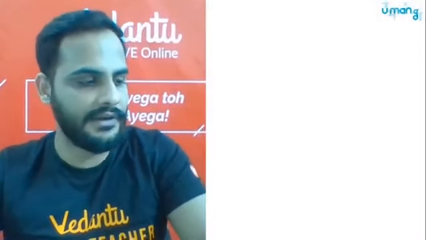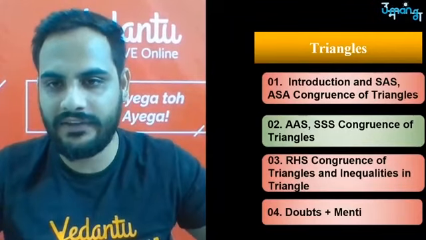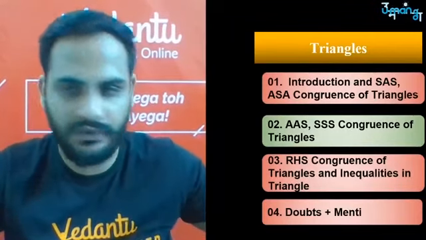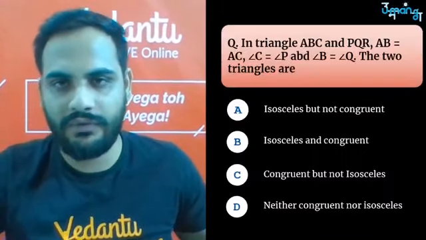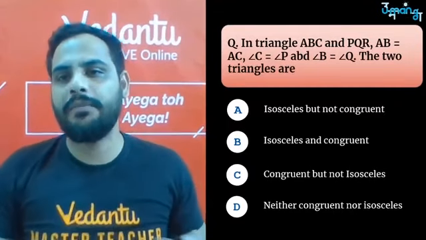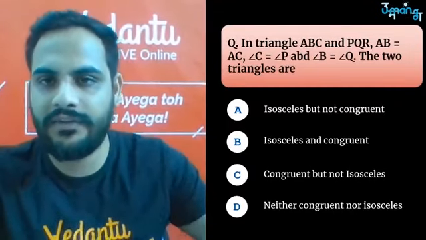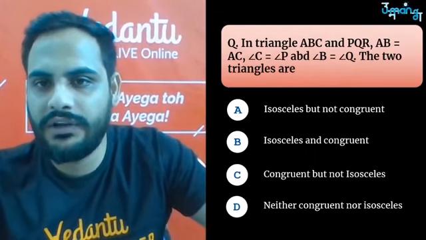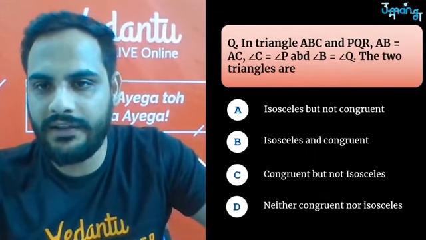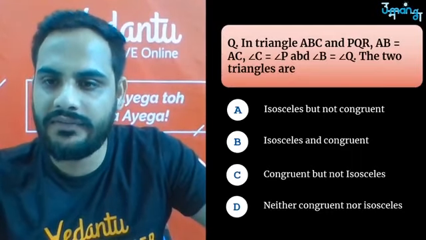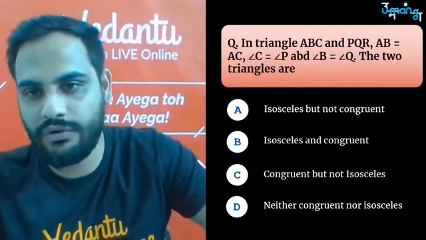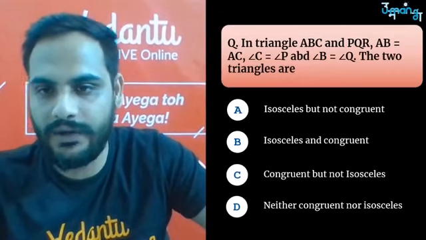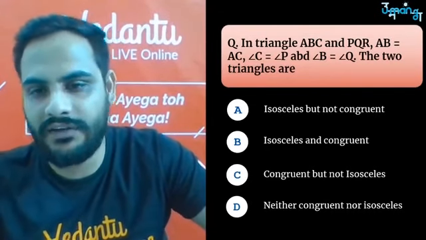And as you all know, beta, last class I gave you a homework as well, right? Last class we did the AAS and SSS congruence rules, and I gave you a homework. The homework was this: in triangles ABC and PQR, AB is equal to AC, angle C is equal to angle P, angle B is equal to angle Q. The two triangles are: isosceles and isosceles but not congruent, isosceles and congruent, congruent but not isosceles, neither congruent nor isosceles.